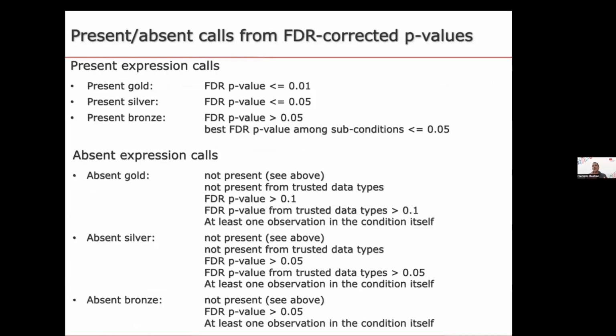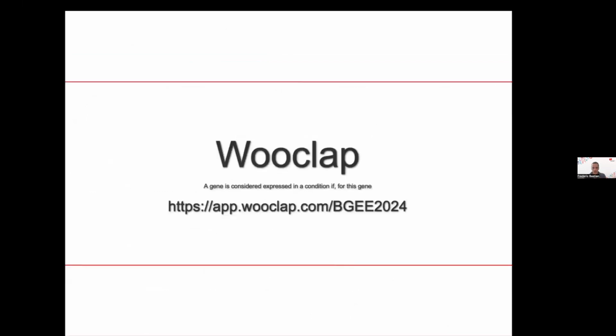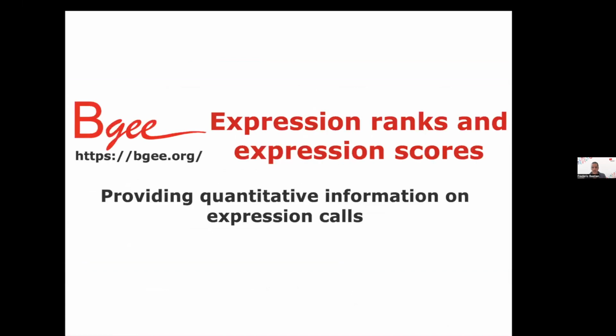And then we have various criteria to simplify for you, so that you can say, okay, please give me only the genes expressed, or please give me only the genes that are not expressed. We summarize this FDR p-value in different categories of quality, like present gold, present silver. So this is information you can find on the website. Considering the time, I will not insist on that.